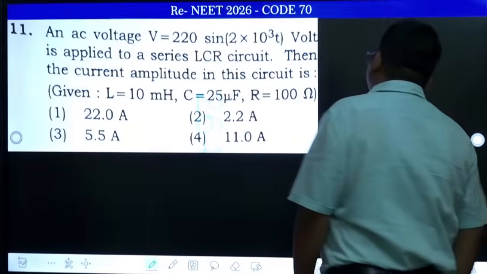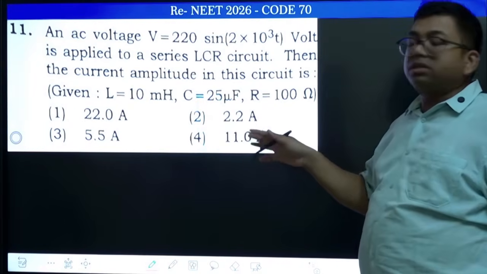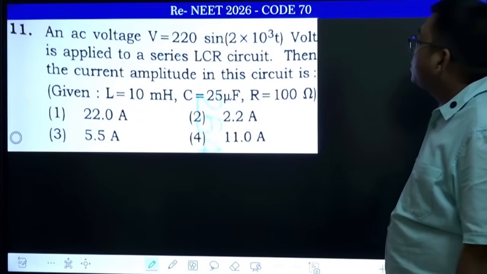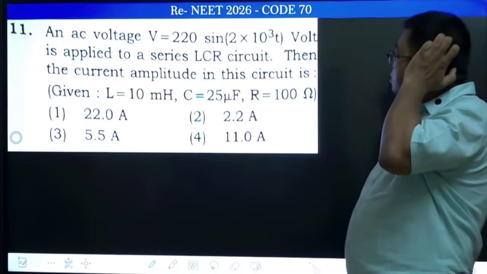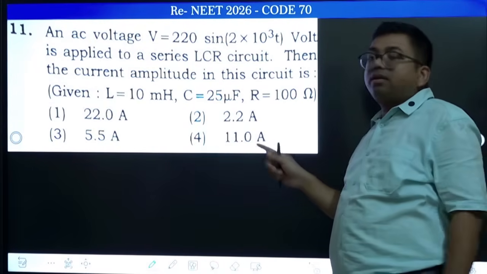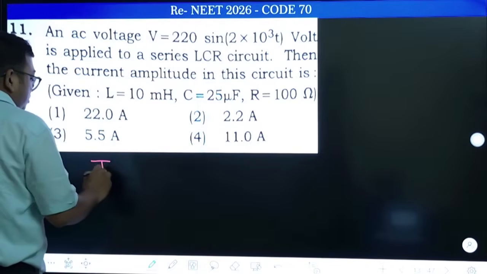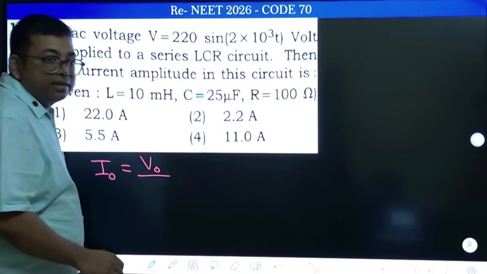Okay, let's move. An AC voltage is given, applied to a series LCR circuit, then the current amplitude in this circuit is... So they have given LCR, they are asking current. I naught is voltage by impedance, right?